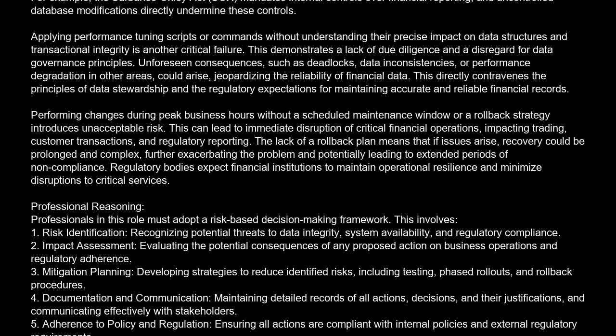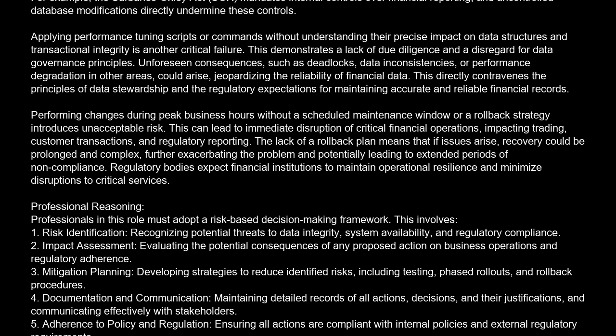Applying performance tuning scripts or commands without understanding their precise impact on data structures and transactional integrity is another critical failure. This demonstrates a lack of due diligence and a disregard for data governance principles. Unforeseen consequences, such as deadlocks, data inconsistencies, or performance degradation in other areas, could arise, jeopardizing the reliability of financial data. This directly contravenes the principles of data stewardship and the regulatory expectations for maintaining accurate and reliable financial records.